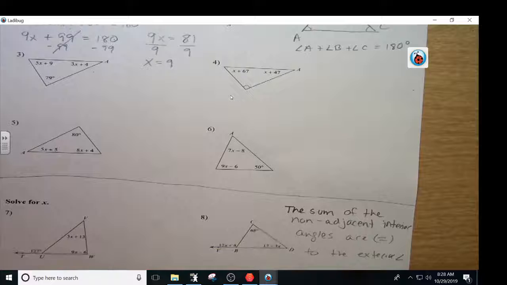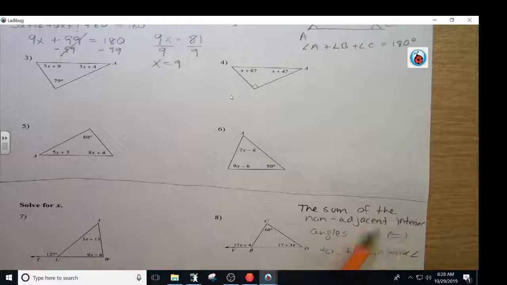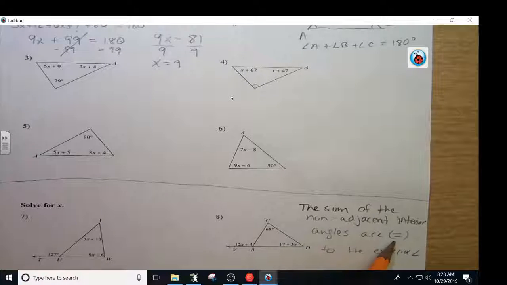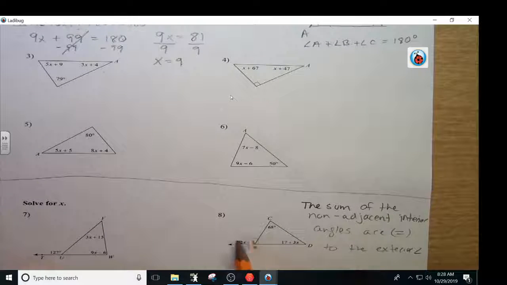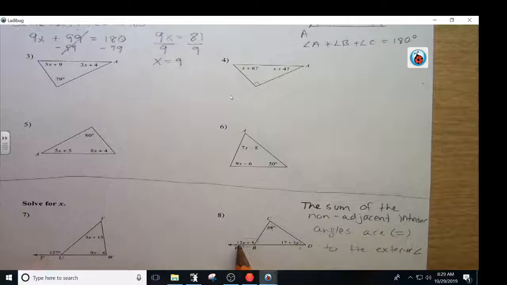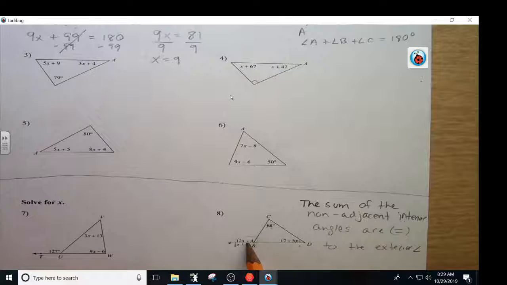Okay. So, guys, the theorem says the sum of the non-adjacent interior angles is equal to the exterior angle. So, guys, what does non-adjacent mean? Well, non-adjacent means they're not side by side. Adjacent means they're side by side. So now, here's my exterior angle. It says the sum of the non-adjacent interior angles. Are these two right here adjacent to this? Nope. They're not side by side. What it's saying is the sum of these two angles is equal to the exterior angle.